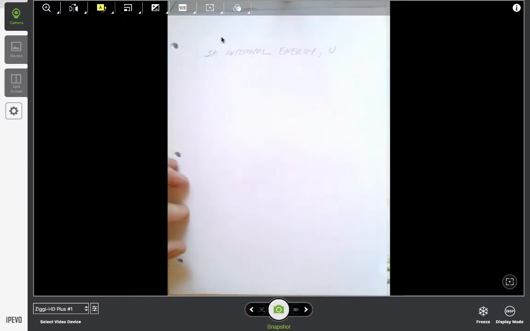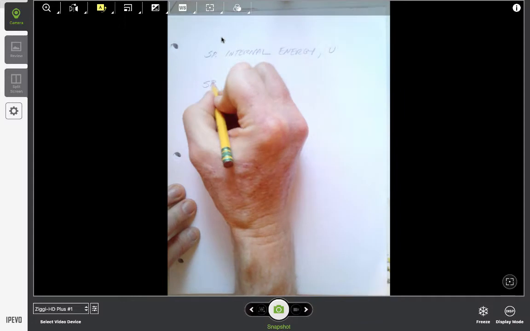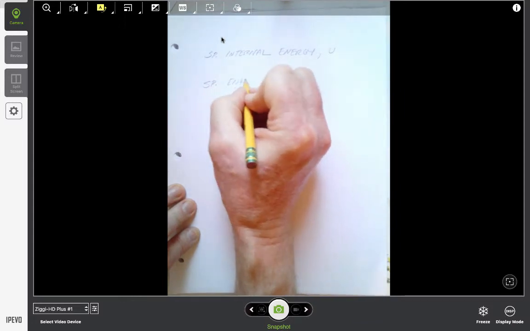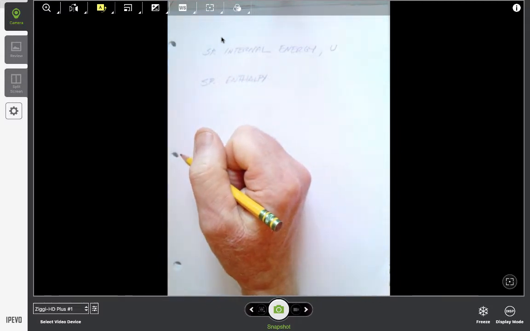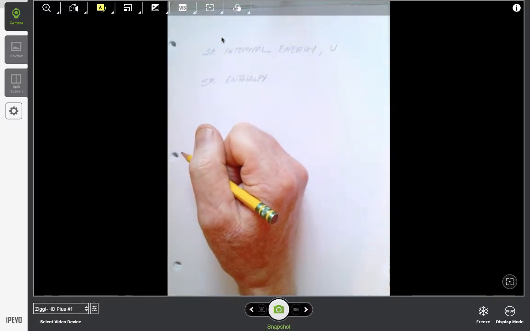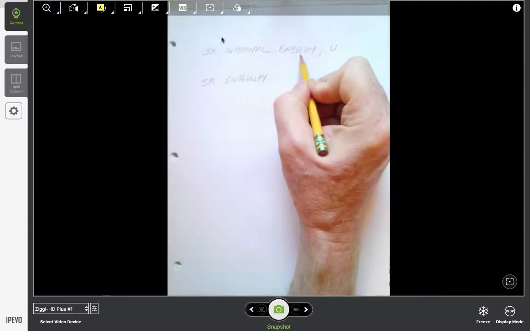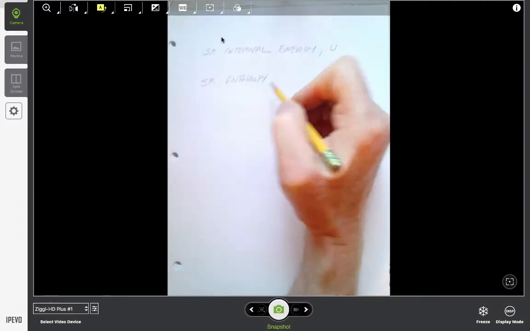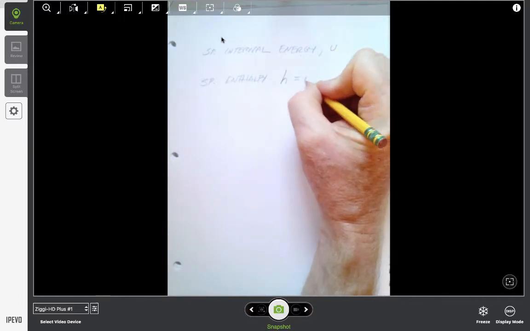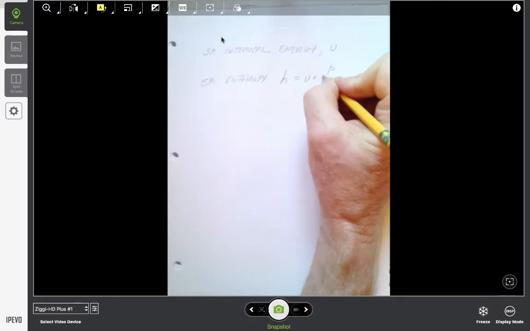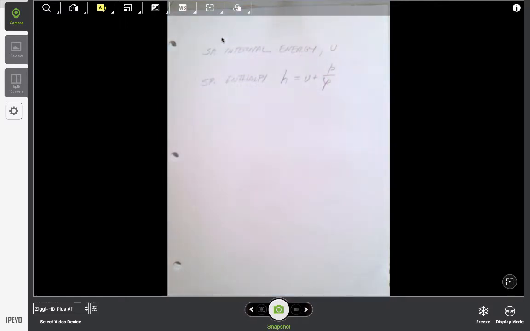Our book uses the symbol U, and that's the energy that a substance possesses because of its state of molecular activity. There's also specific enthalpy, which is the energy a substance has as a combination of its internal energy plus applied normal stress. So enthalpy is usually the symbol H, and it equals U plus P over rho.